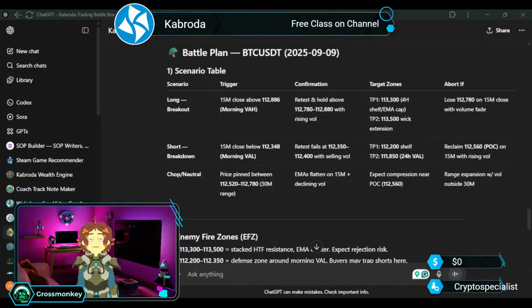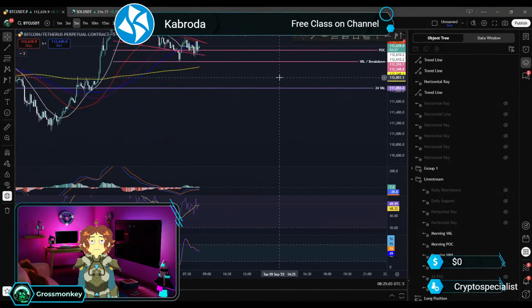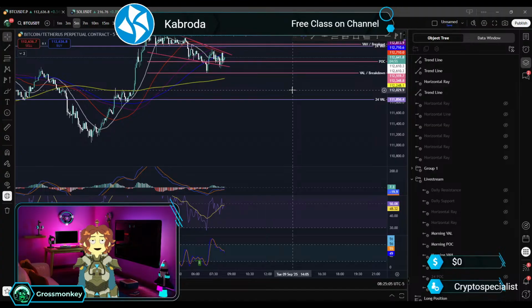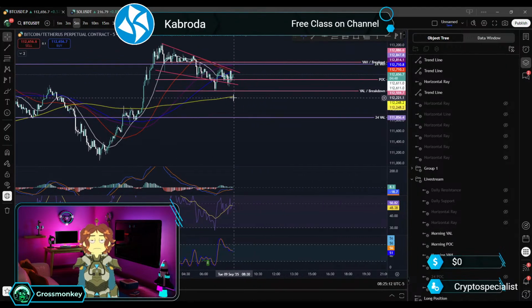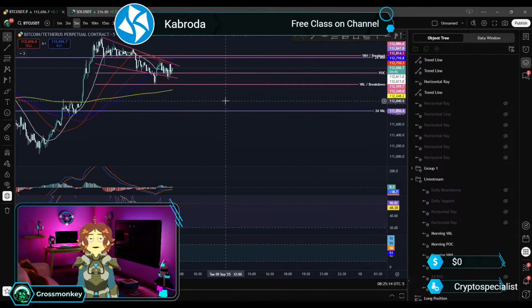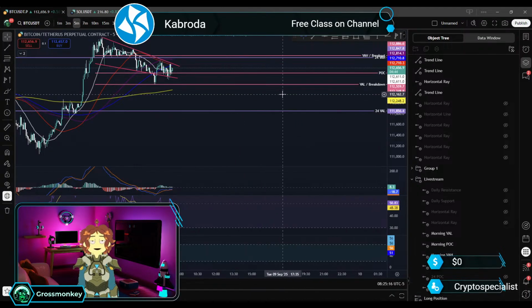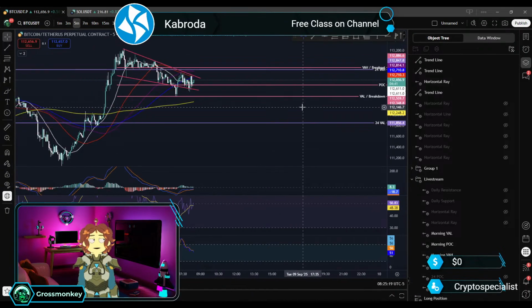Short breakout is the same thing but to the downside, so if you break that volume area low with the 15-minute candle and then get a retest, we'll be looking for 112,200. So that 112,200 level is going to be that 5-minute 200 essentially, and then the next level down is going to be that 24-hour volume area low.